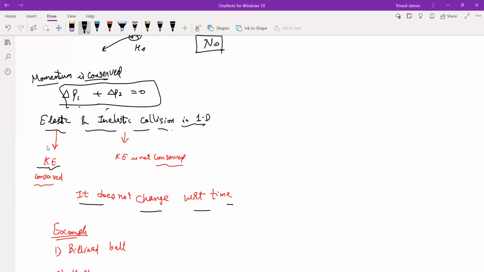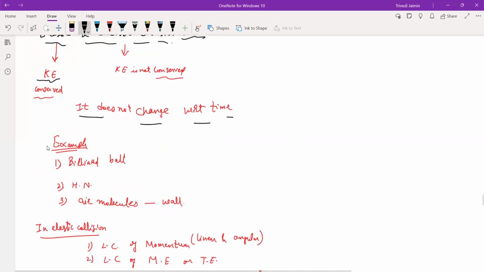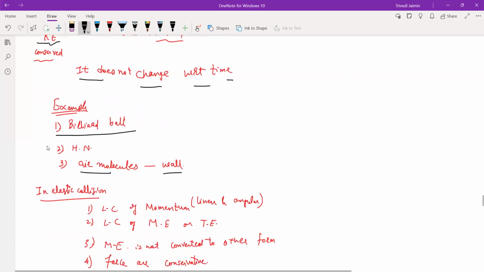So what's the example here? We can say elastic: some billiard balls, or the striking of two atoms, or some air molecules hitting a wall, you can see here. It is not inelastic.